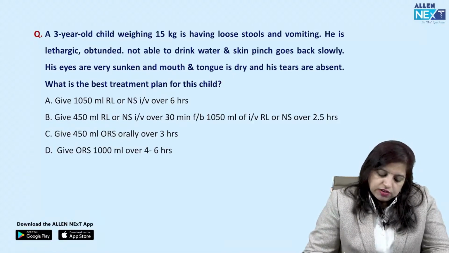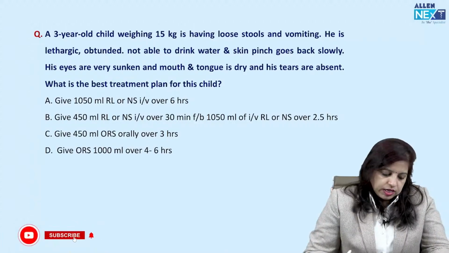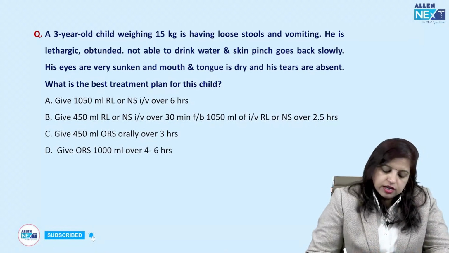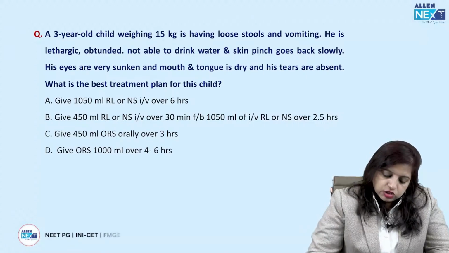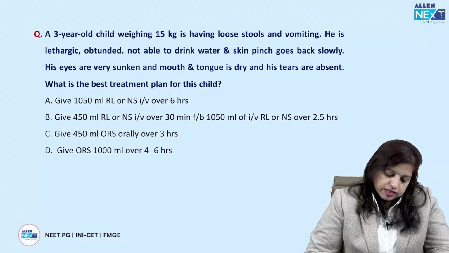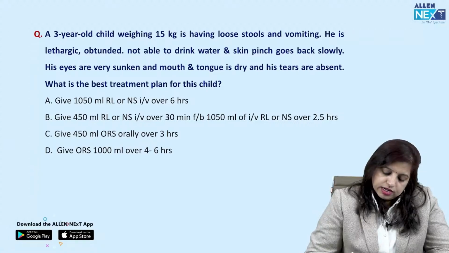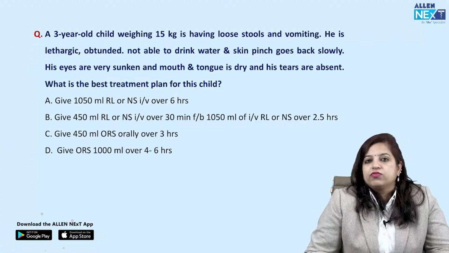Okay, the 3-year-old child weighing 15 kg is having loose stools and vomiting. He is lethargic, obtunded, not able to drink water, and the skin pinch goes slowly back. His eyes are very sunken, mouth and tongue is dry, and tears are absent. What is the best treatment plan for this child?